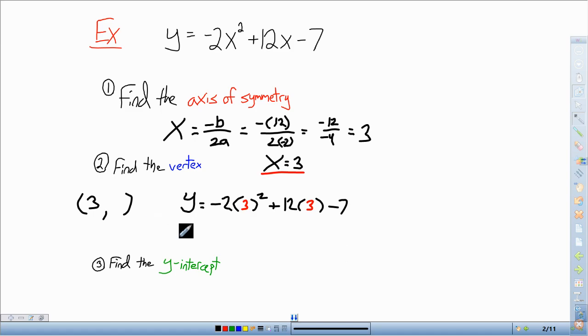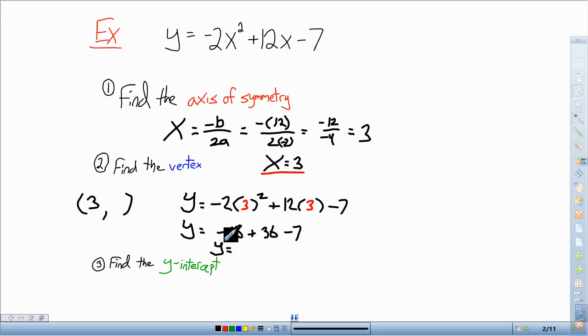Okay, and then from here, this is where maybe a calculator is nice to have. Just remember, we need to follow our order of operations. We need to do exponents first, and then multiplication, and then addition, and so on from there. So I'm going to do a few things in my head. 3 squared is 9, and 9 times negative 2 gives me a negative 18. Over here, multiplying 12 times 3, we're getting a positive 36. And then this minus 7, just bringing it down.